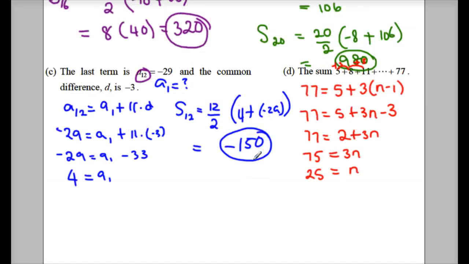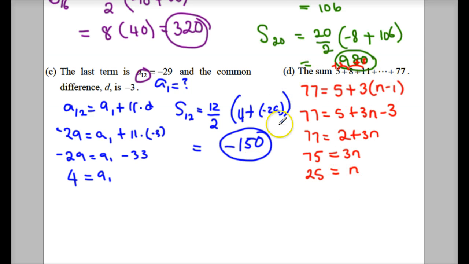So again, how did I know I had 25 terms? I'm given my first term. I know I'm given my last term. I know the difference because to go from 5 to 8, I add 3. From 8 to 11, I add 3. So that means my difference would be plus 3. And it's always 1 less than what I started with. Go ahead, distribute, and solve.